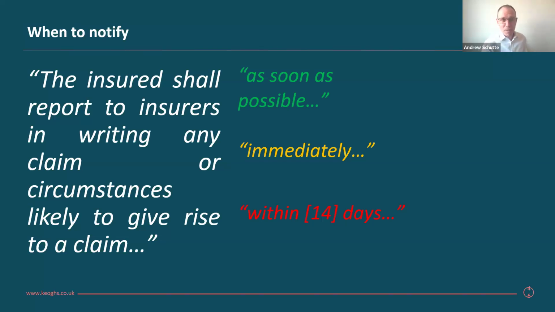So if it's around Christmas time or something, then you might find that the insured gets quite a long time to notify. Immediately probably isn't like this second. Courts aren't going to be that stringent about it, but it is a bit tighter than as soon as possible. My personal favorite, a hard number, a certain number of days. That is pretty clear.